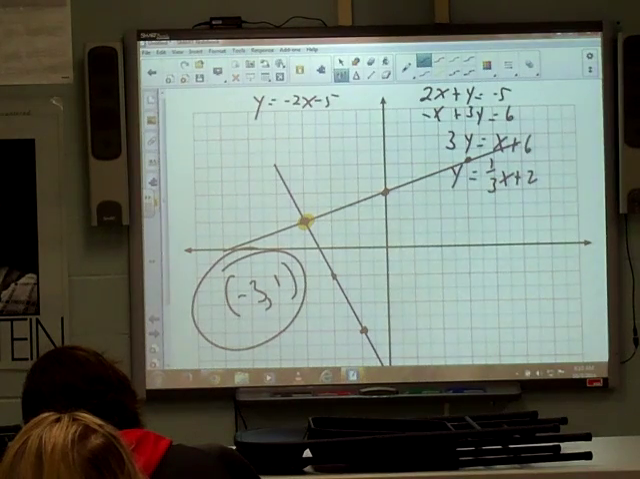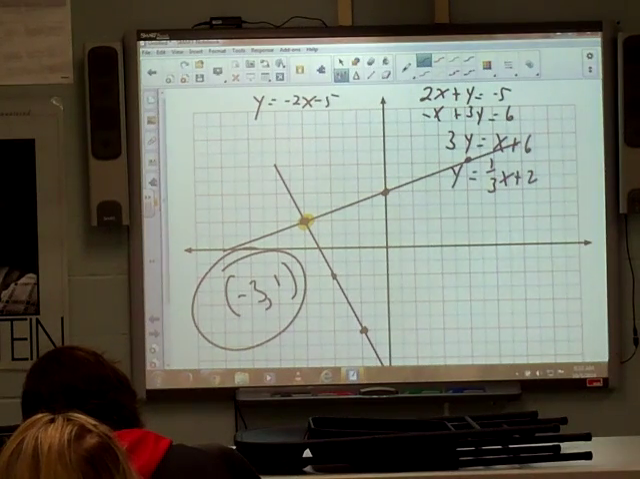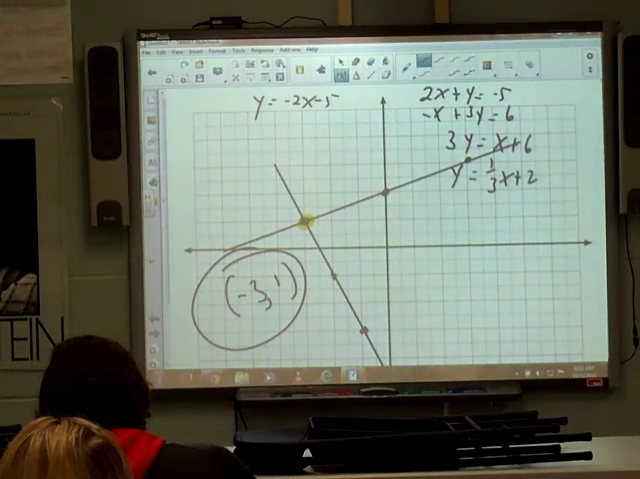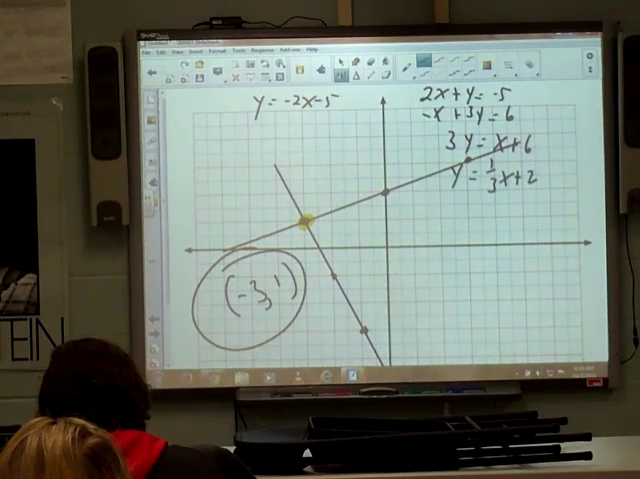Now if I didn't have graph paper, if I didn't have a magic straight line drawer, that might be difficult for me to get. That's why I don't like graphing as much. Alright, good on graphing?